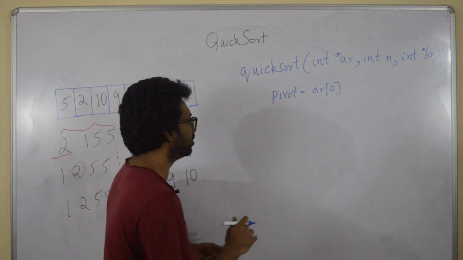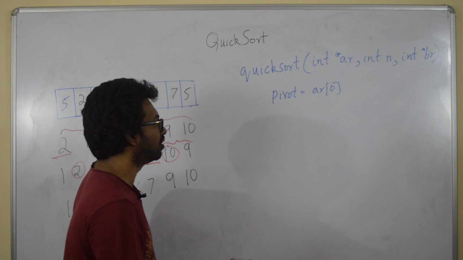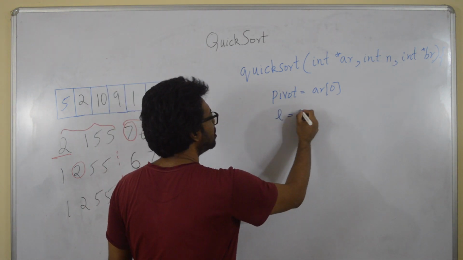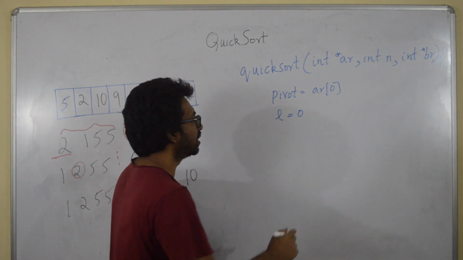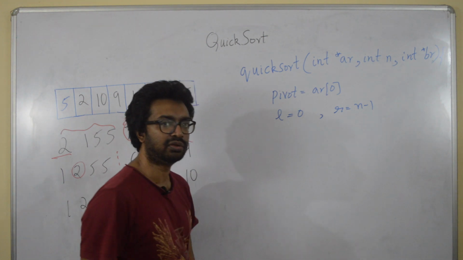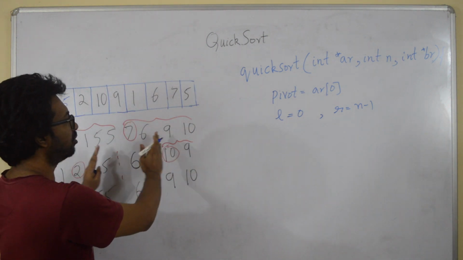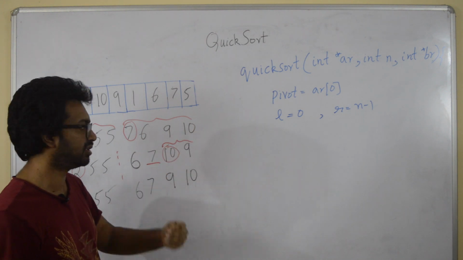So I'm going to keep 2 pointers. Things on the left, I'll call it L, which I'm going to set to 0, because it's going to start from 0. And things on the right, I'm going to call R, which is equal to n minus 1. These are my 2 pointers where I'm going to fill. L keeps on increasing, and R keeps on decreasing. That's how I see it.